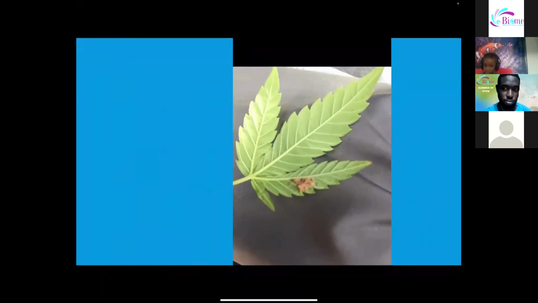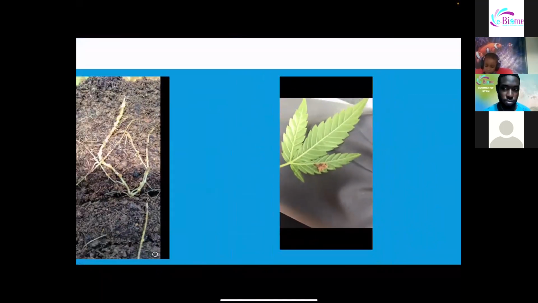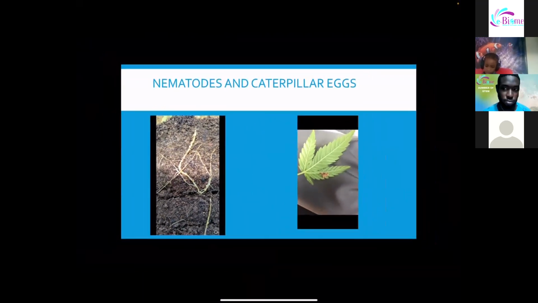What are these? That's caterpillar eggs, I think, or some kind of eggs. Yes, they are. They're caterpillar eggs.